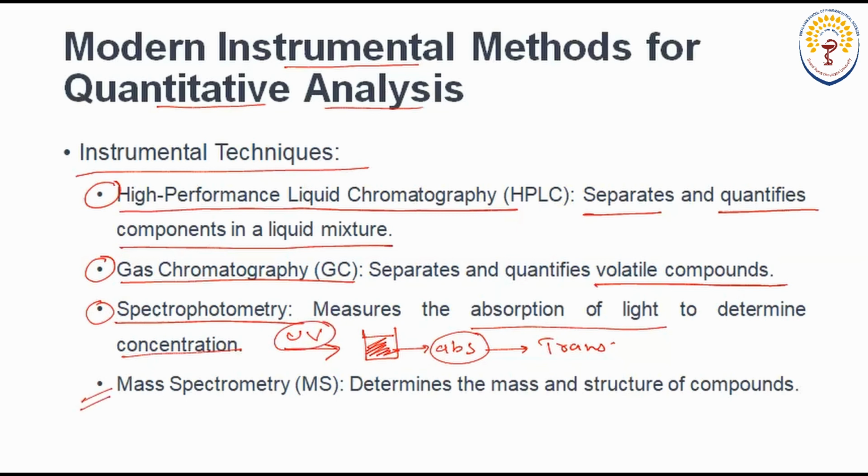Now, the last technique is mass spectrometry. Mass spectrometry is basically used to determine the molecular weight of organic compounds. It determines the mass and the structure of a compound, and it can also be used for quantitative analysis.